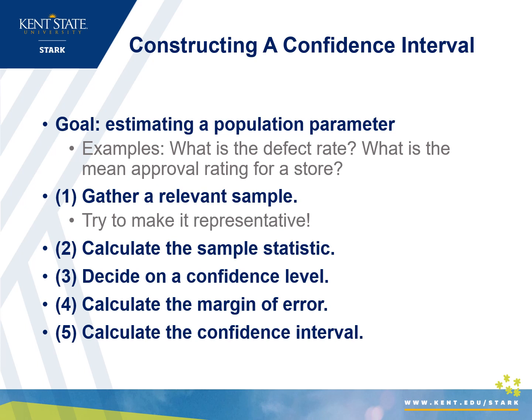First, gather a relevant representative sample. Second, calculate the sample statistic, either the mean or the proportion. Third, decide on the desired confidence level. Fourth, calculate the margin of error. And finally, calculate the confidence interval. Let's look at each step in a little more detail.